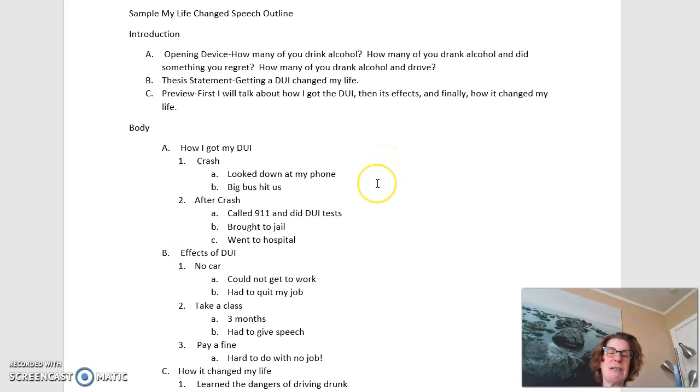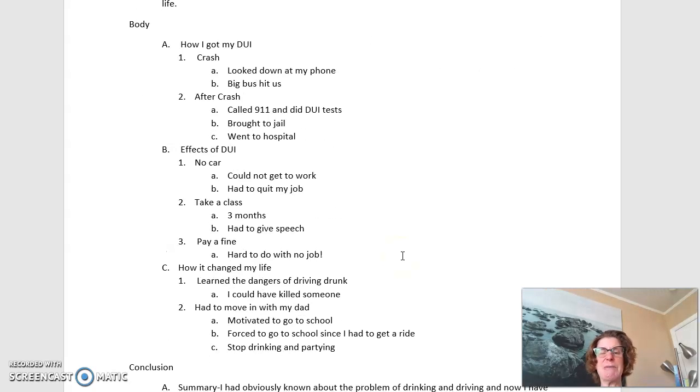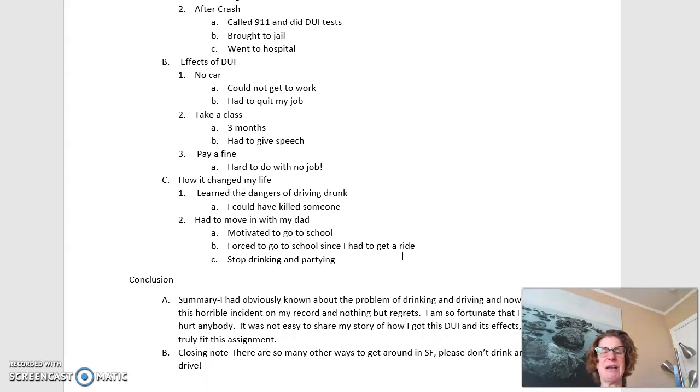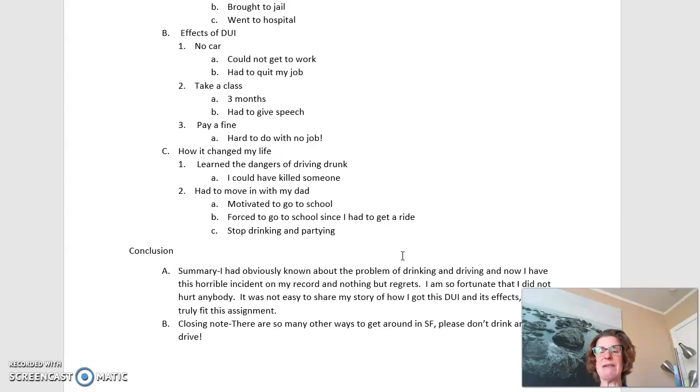The subpoints underneath, crash and after crash, are labeled with numbers, and then the little examples underneath are just jotted down with lowercase letters. And so this just gives you a basic idea of how to keep it really, really brief. You trust yourself. See again how it's really brief. And then in the conclusion, you just have a quick little summary, tell them what you told them, and then the closing note there.